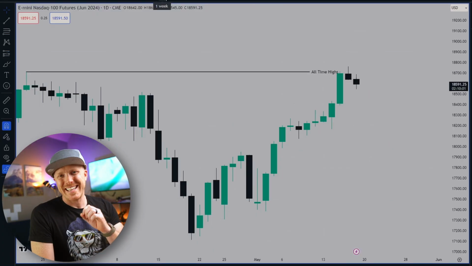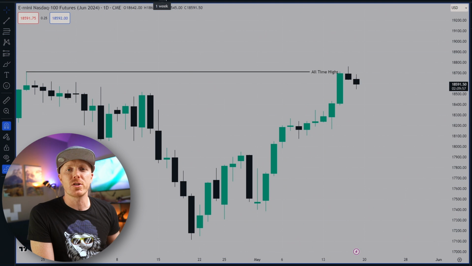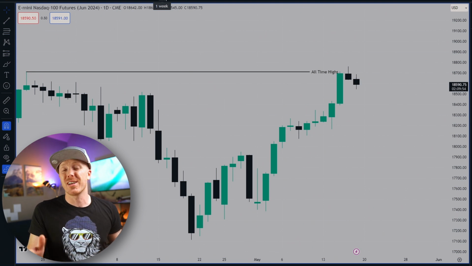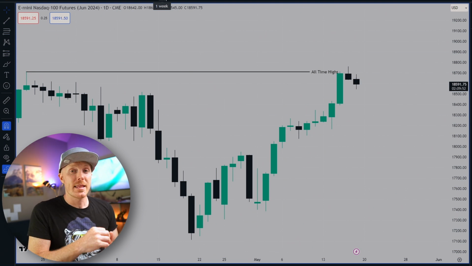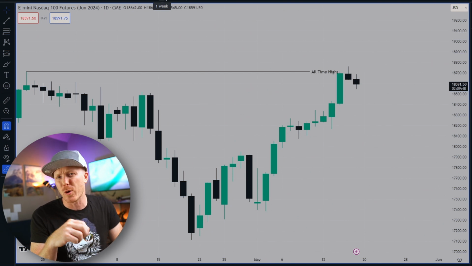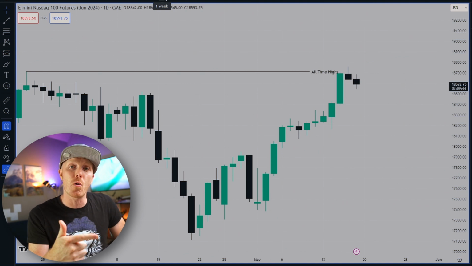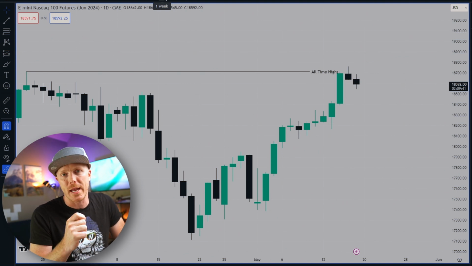Number 1 on the list is to identify the draw on liquidity. Where does price want to go? Where are buy stops or sell stops potentially sitting that price may want to run to grab that liquidity? Price only runs for 2 reasons. It's either to grab liquidity or to rebalance or balance inefficiencies that are in price.